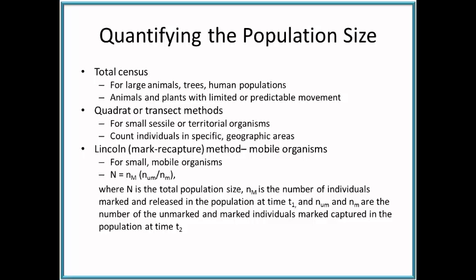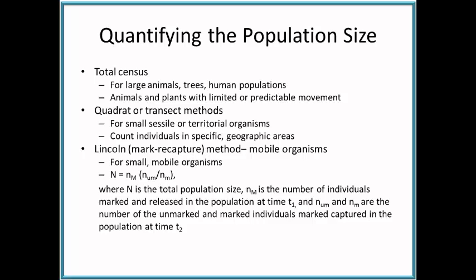For instance, if possible, that is, if you have large animals or animals that have limited or predictable movement, you might do a total census, where you simply go out and count all the individuals. On the other hand, if the individuals are plants or attached sessile organisms or territorial organisms, you might find it feasible to delineate a certain geographic area, a square footage or square meter area, and count the individuals in that specific geographic area and then extrapolate to determine the total population size.